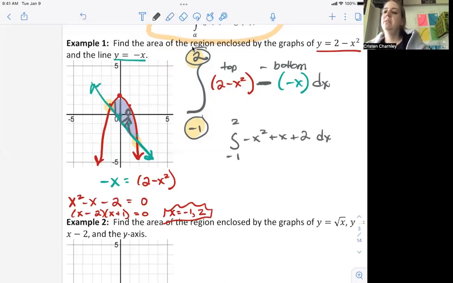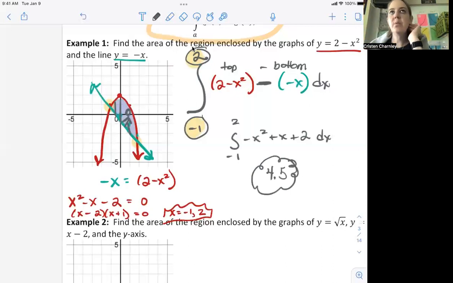Yes, I did. Here's what it looks like. No, this one. There we go. And when I hit enter, I have 4.5. So my area between the two curves is 4.5.